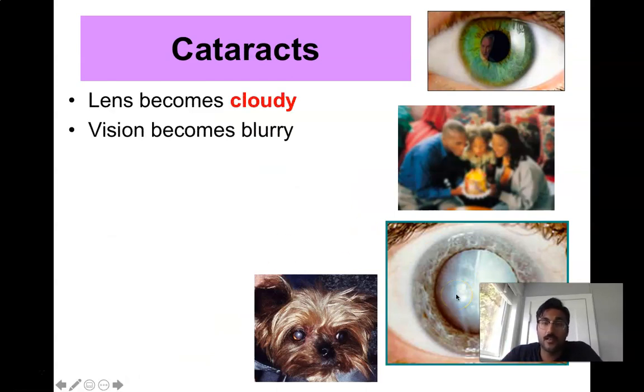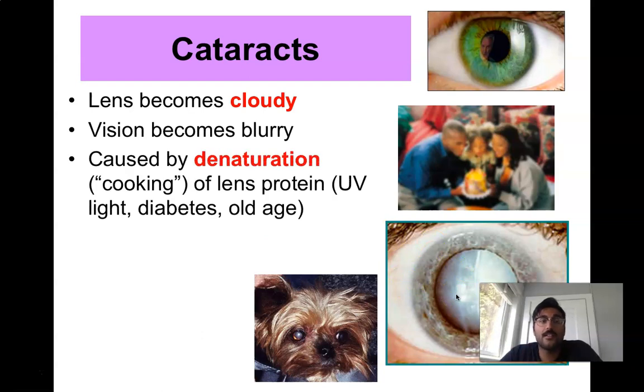Cataracts is when your lens itself starts to become cloudy. The vision starts to become blurred, and it's caused by a denaturation of the lens protein. Old age, high blood sugars due to diabetes, and constantly looking at the sun without sun protection can all cause cataracts.